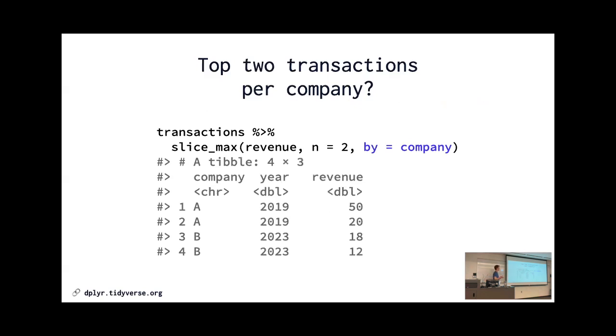So we could do another example. What are the top 2 transactions per company? In this case, you might want to do some kind of group by company and then use slice max here, another function from dplyr, where you take the top 2 values ordering by revenue. Rather than doing group by, we can just do by. This is another one of the functions that has gained that new argument.